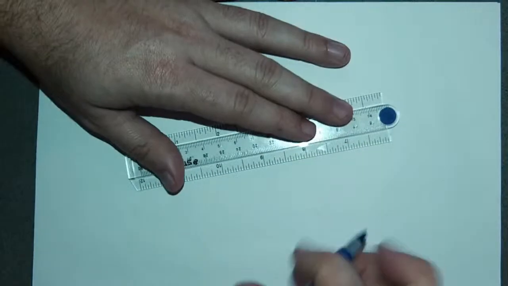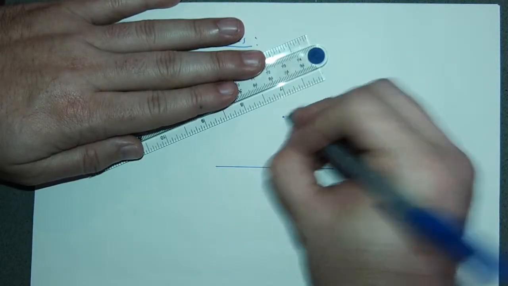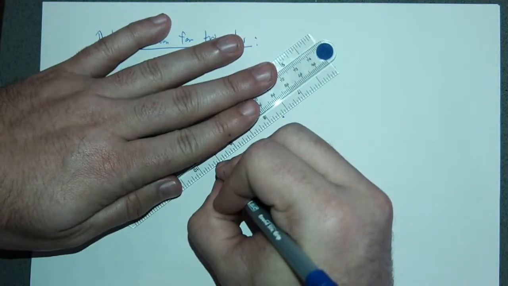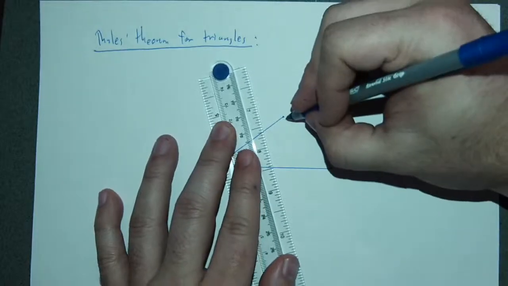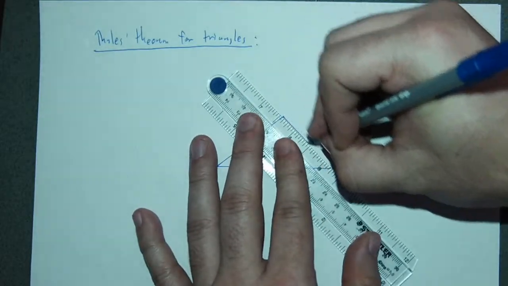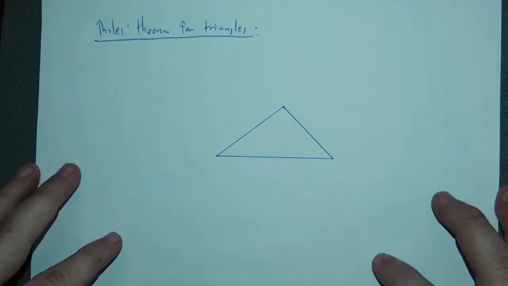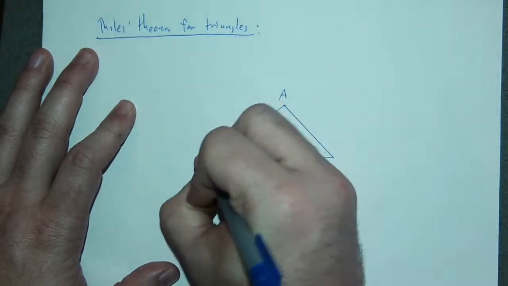Okay, so Thales' theorem in a triangle is the following. Let's start with the base of my triangle. Let's just pick a point. Okay, maybe I drew that a little bit too close to being an isosceles, but not quite. Okay, so here's triangle ABC.